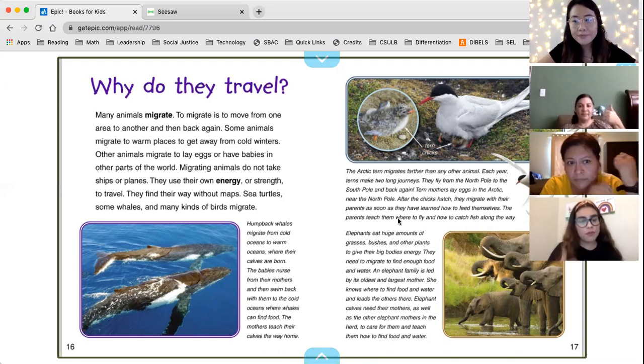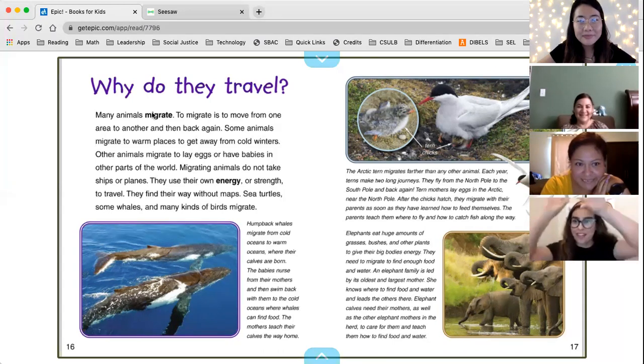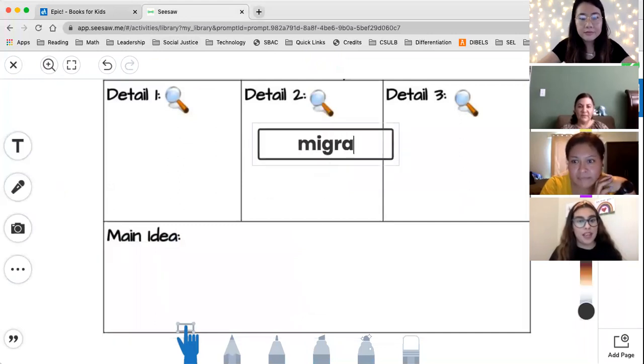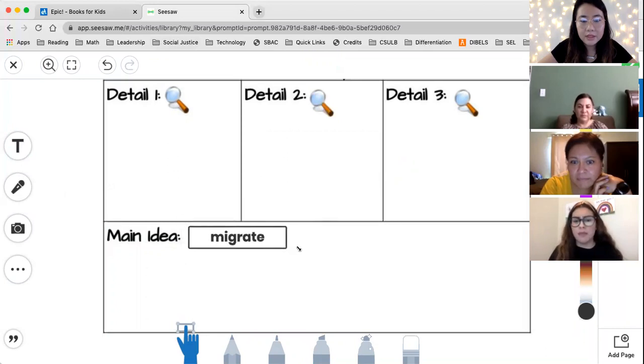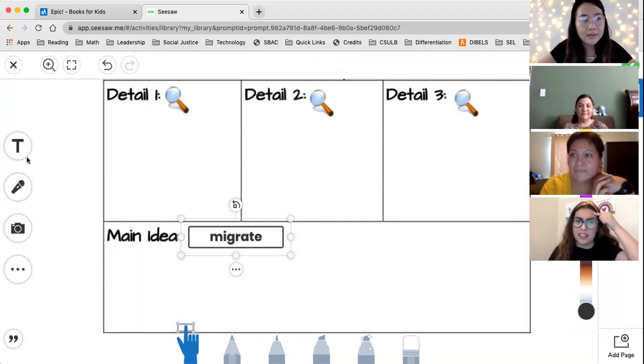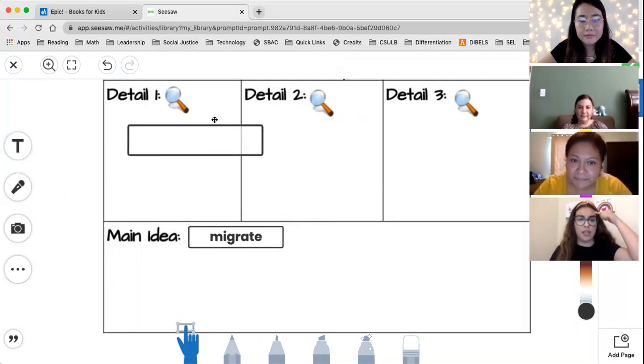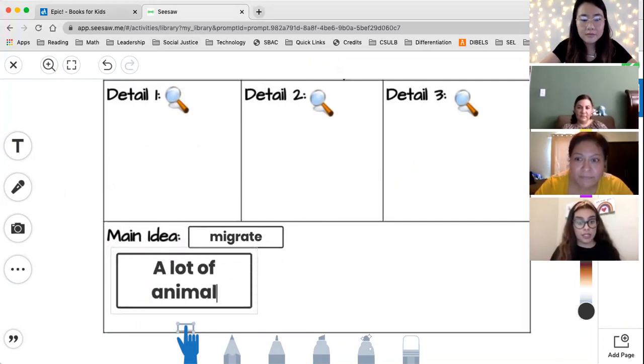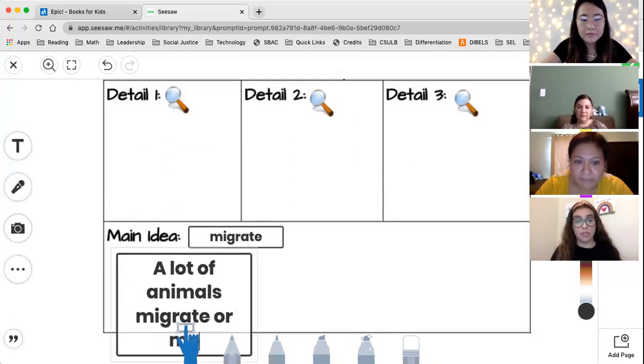Miss Akimowicz? I noticed that there's a lot of flying above, so I didn't want that to interfere. I noticed that the word migrate is repeating a lot. I don't know if I'm supposed to give a sentence already, but I already have one in my head. Ooh, I would love a sentence. Okay. I was thinking maybe the main idea could be a lot of animals migrate or move from place to place.